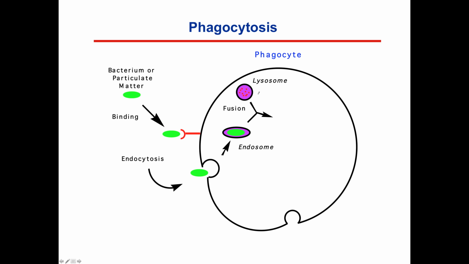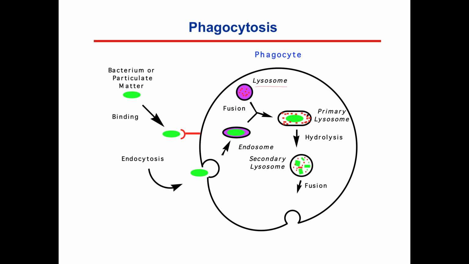That endosome triggers fusion with a structure called the lysosome, which contains a lot of noxious enzymes, particularly enzymes that are able to degrade cell walls. It also has the ability to produce noxious chemicals that are very toxic to the bacteria. These fuse, forming the primary lysosome. This bathes the bacterium in a sea of noxious stuff, leading to hydrolysis and destruction of the bacteria, forming what's referred to as the secondary lysosome.